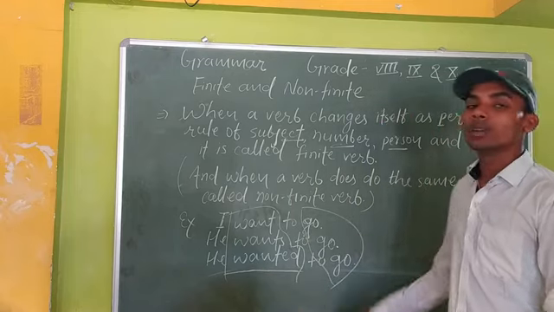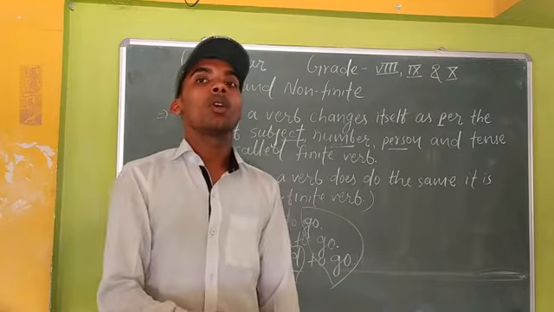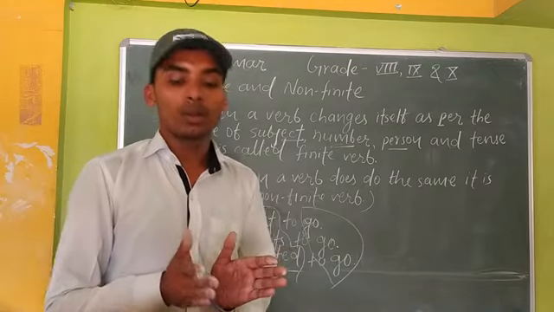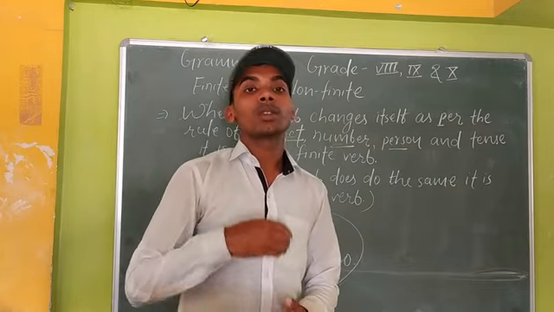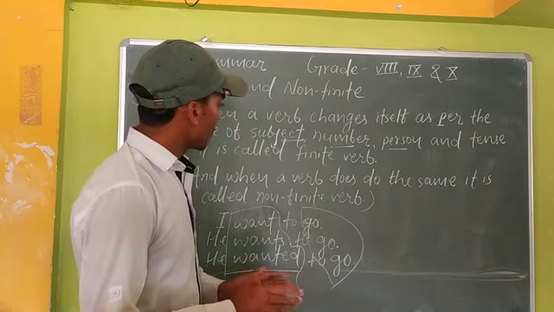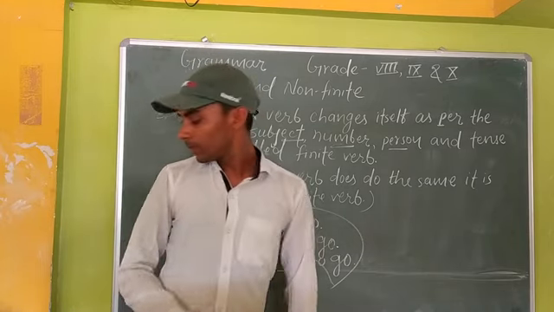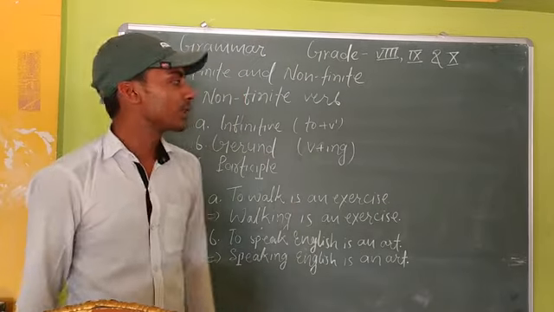Here there are two verbs, and if there are two or more verbs, on that occasion you have to go in the context of non-finite as well. Briefly we are going to understand. Now, okay dear students, have a look.